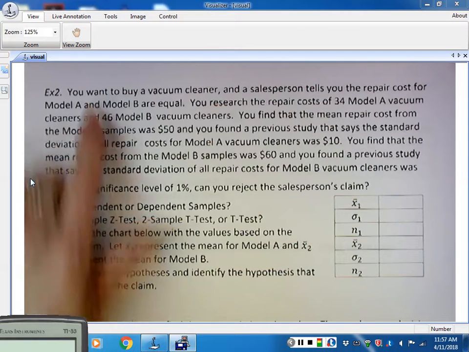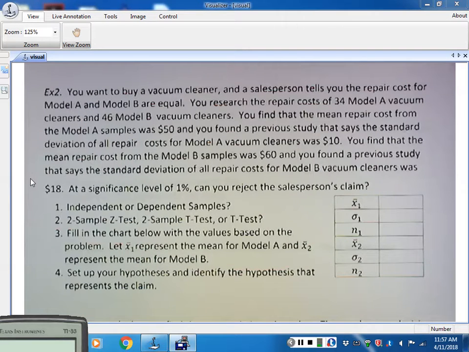So you want to buy a vacuum cleaner. The salesperson tells you that the repair costs for the Model A vacuum cleaner and the Model B vacuum cleaner are equal. They're the same. You research the repair costs of 34 Model A vacuum cleaners and 46 Model B vacuum cleaners, and you find that the mean repair cost for Model A was $50.